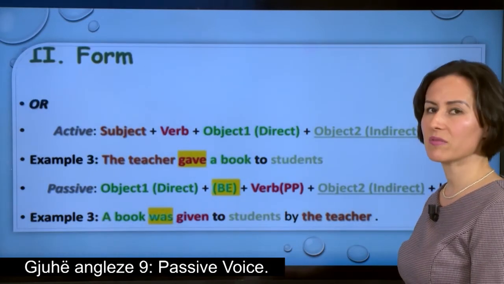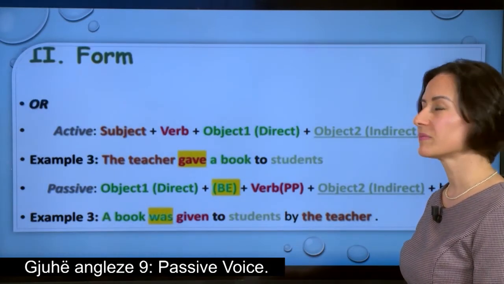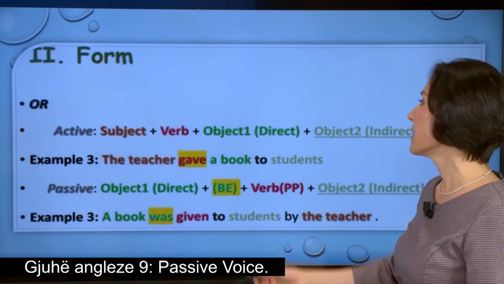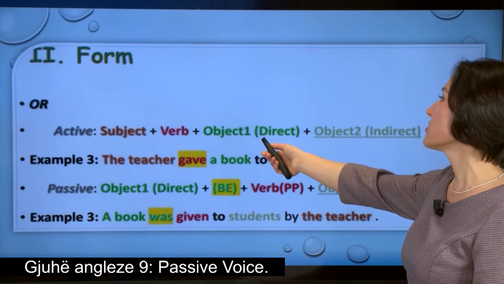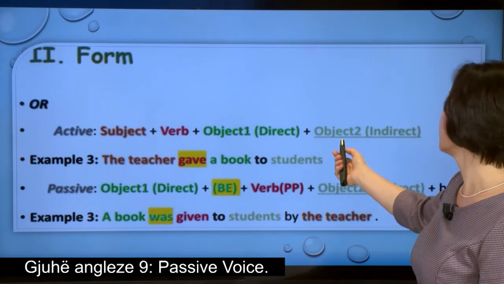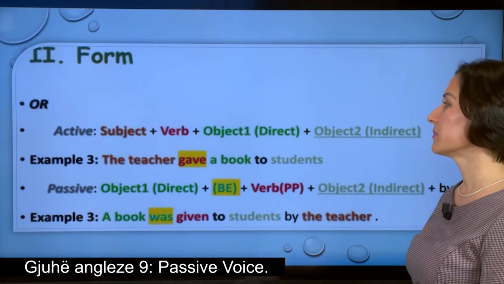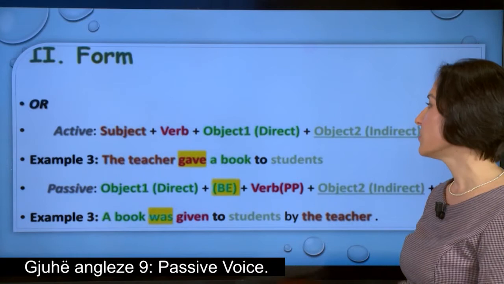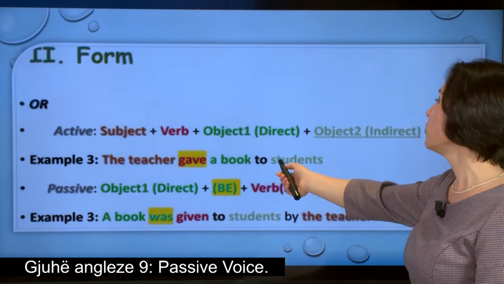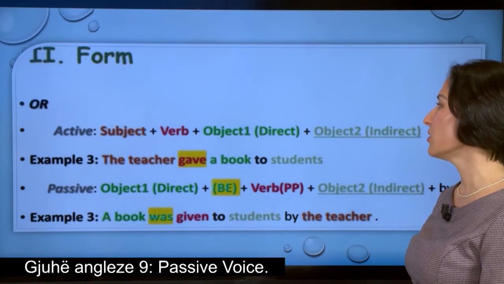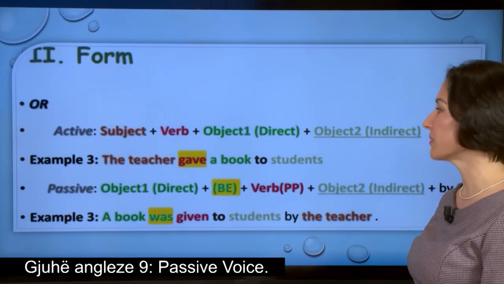Or we have another alternative, such as subject plus verb plus the first object, the direct one, plus the second object, the indirect one. Let us refer to the third example. The teacher gave a book to students. In the passive, you can notice this structure.